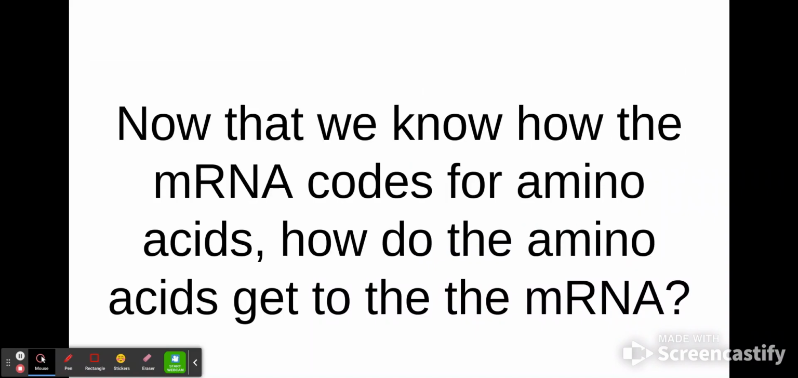Okay? So now that we know how the messenger RNA codes for amino acids, how do those amino acids get there? So around our codon chart, those are all amino acids, but how do they get there? What I would like you to do is flip back to your notes.